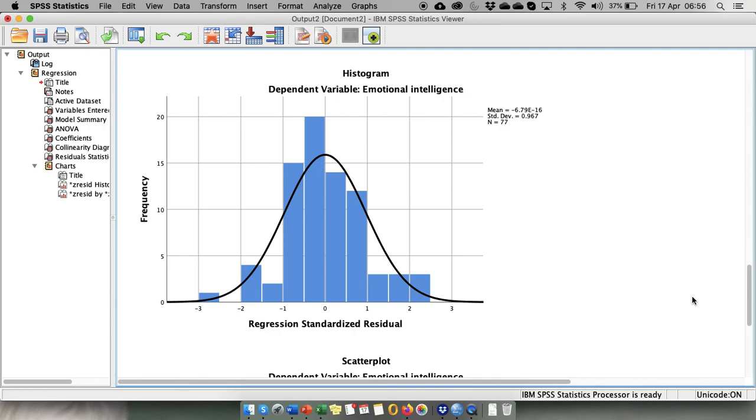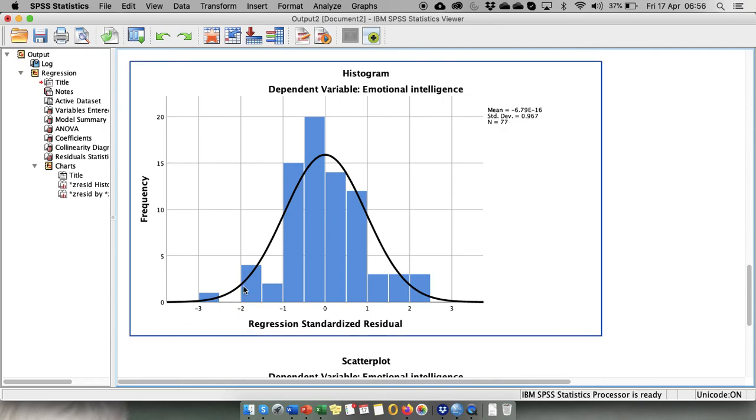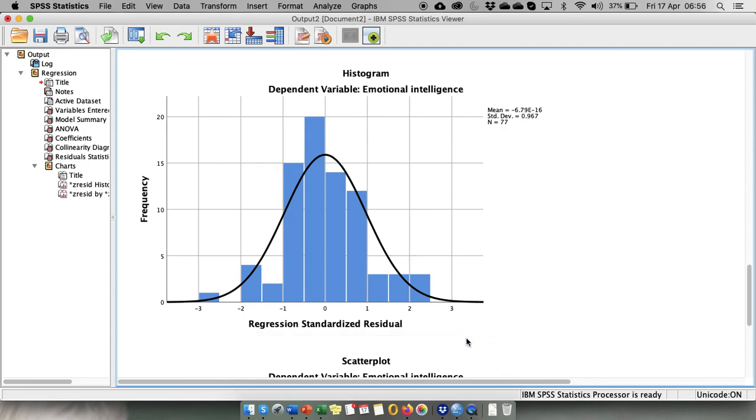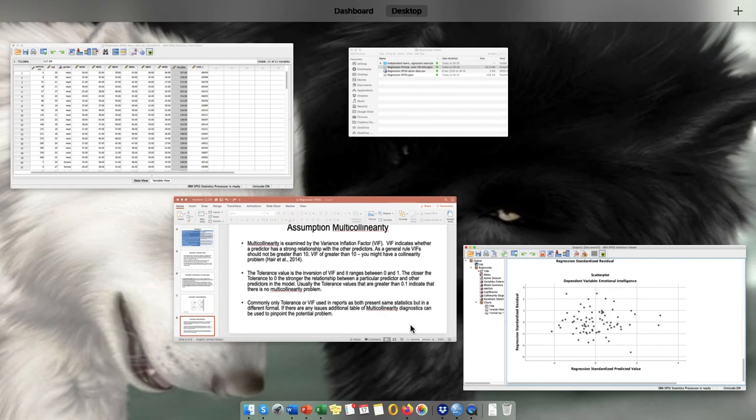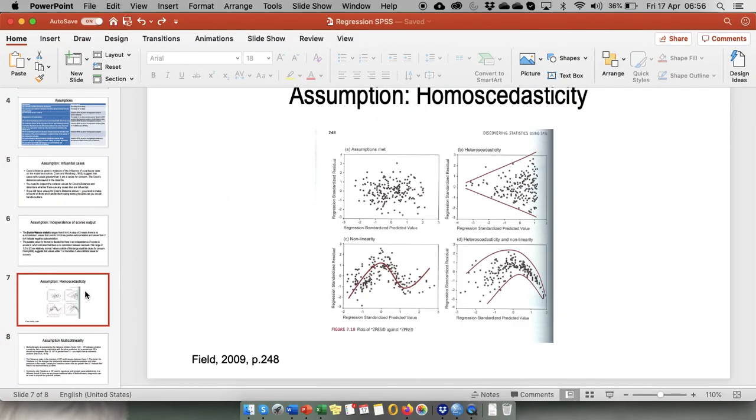errors, the distribution of residuals, and in here we want to see if our variables are more or less normally distributed, quite a normal distribution of errors. So in this case we are happy, and this is the plot that allows us to examine the homoscedasticity. So let's have a look at how it can look.